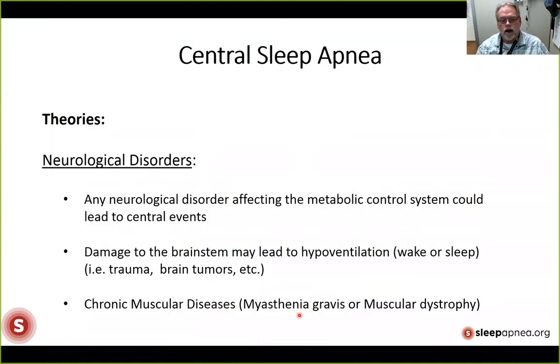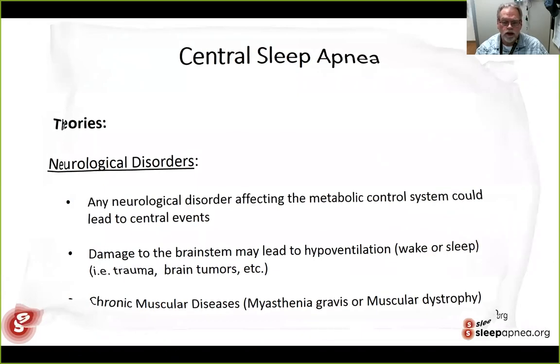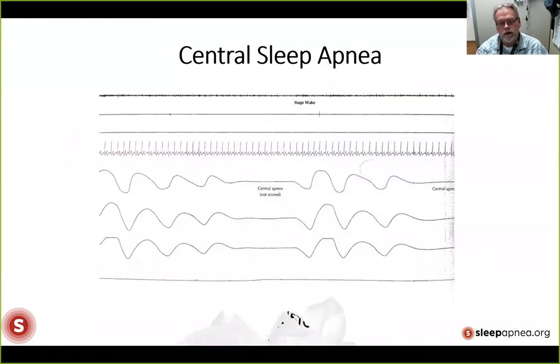I mentioned that it's often neurological or primarily neurological. Well, any neurological disorder that affects the metabolic control system could lead to central apneas. Now, this could be damage to the brainstem that can certainly lead to hypoventilation. Remember, hypo meaning less than. So if we have some type of trauma, brain tumors, anything along those lines, that could also help lead to central sleep apnea. And then chronic muscle diseases, as I mentioned before.